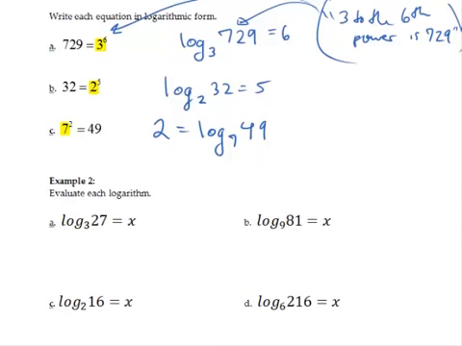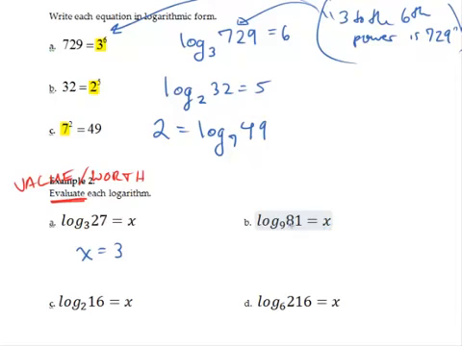So now let's practice seeing what different logs are worth. When it says to evaluate each logarithm, it's asking for the value of each log, or the worth of each log. So this one is saying 3 to what xth power is 27? Well, 3 to the 3rd power, so x equals 3.